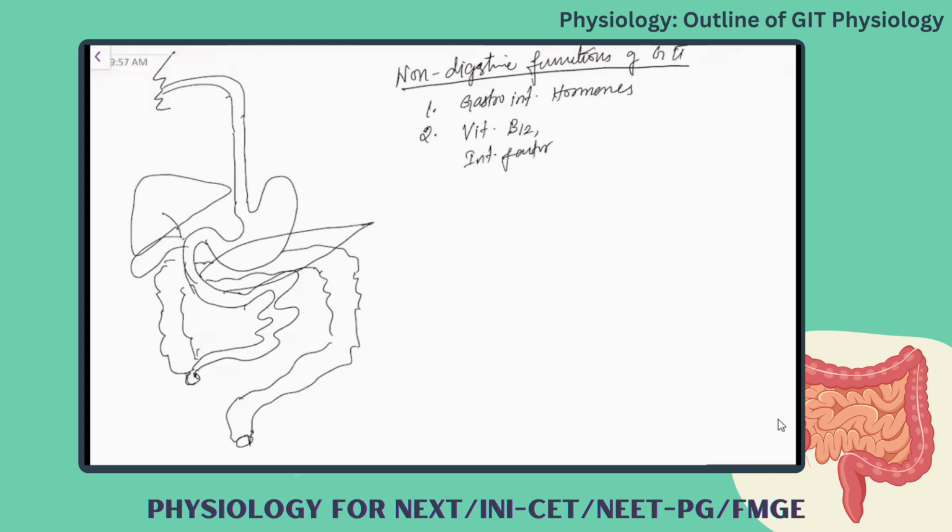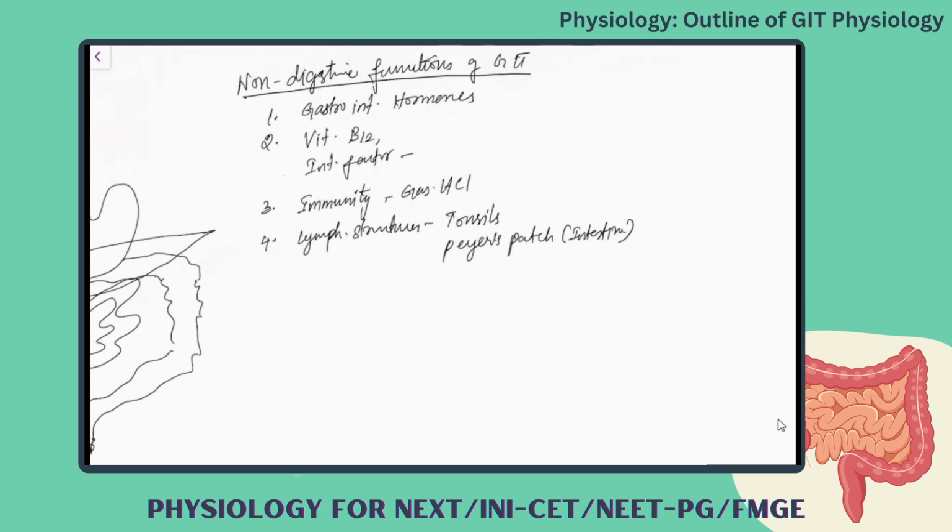intrinsic factor, which is happening in which part of the GIT? In the stomach. We will see all those things. And it also has a role in immunity. How? Any idea about that? The gastric HCl, which kills the microorganisms in the food particles. And then, as you said, the lymphoid structures, and also the tonsils and Peyer's patches in the intestine.